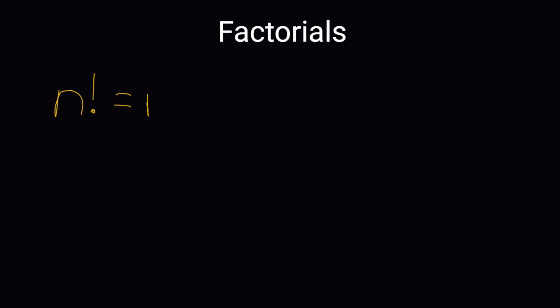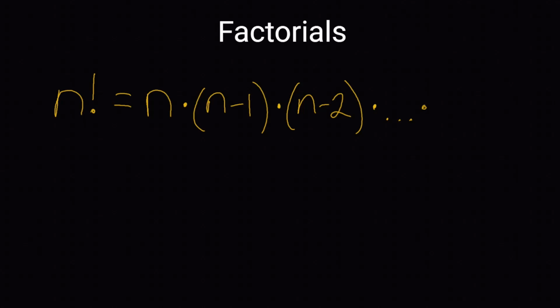We take our number n and we multiply that by n minus 1, or the value of n subtract 1 from it, and then I multiply that by 2 less than my number, or n minus 2, and I keep doing that all the way until we get down to 1. And then we stop. There's the generic or abstract definition of a factorial.